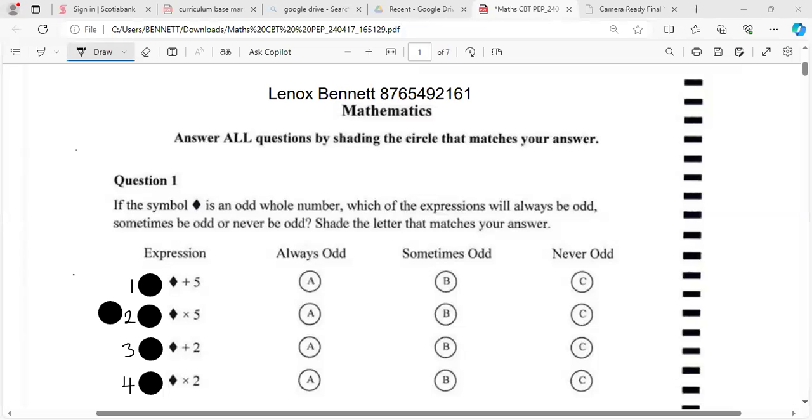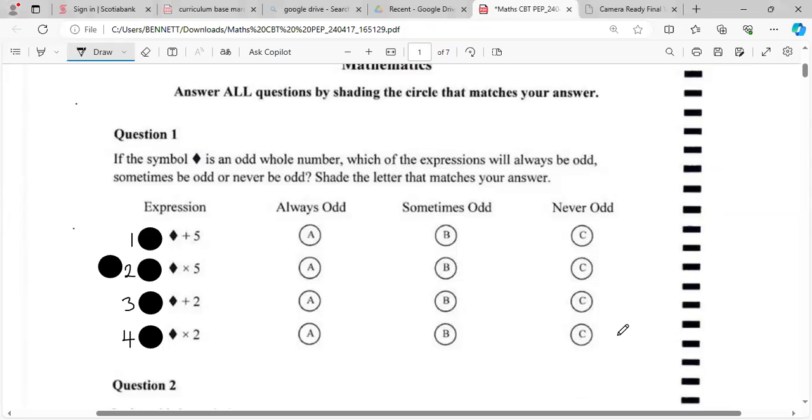All right, so Jeremiah, you're up. Okay, sir. So, sir, first, for this one, the symbol +5. For the first answer, the answer is C.